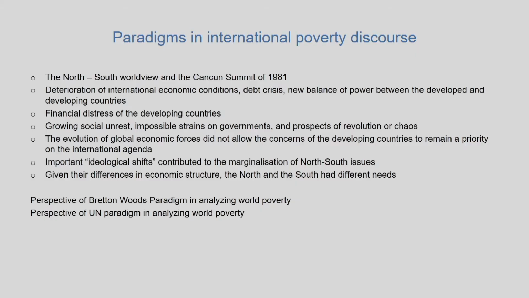So what happened in the 1980s was that there was a new balance of power that developed between the developed and the developing countries. There was a deterioration of international economic conditions, the debt crisis intensified, and financial distress in the developing countries intensified, which gave rise to a lot of social unrest, and there was a lot of strain on governments of developing countries, and there were prospects of revolution or chaos as well.